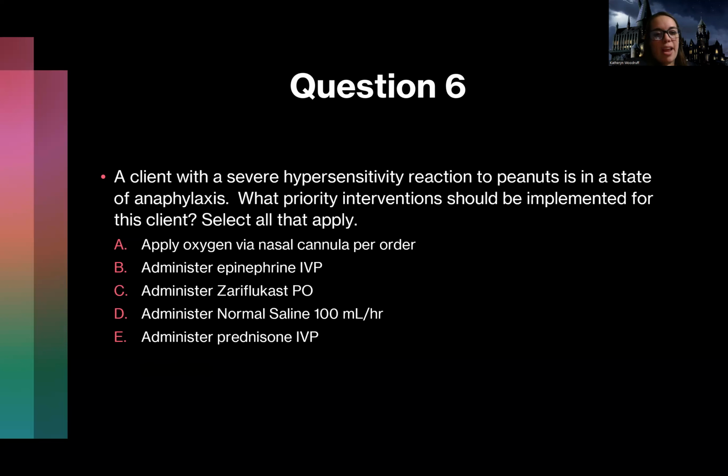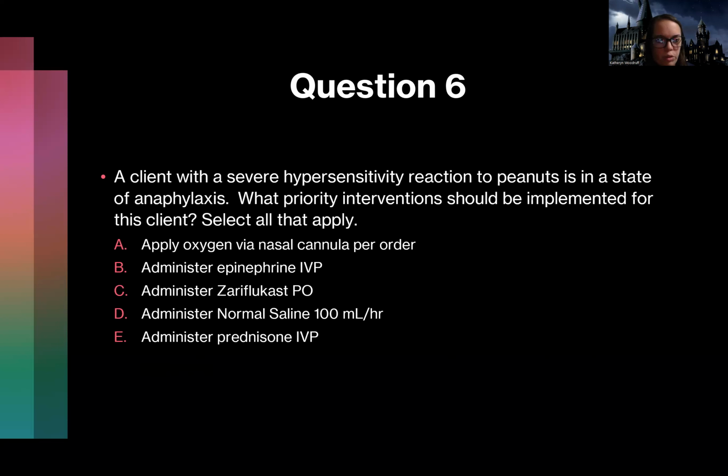So I have someone who's in anaphylaxis. It's asking, what am I going to do to treat anaphylaxis? Am I going to apply oxygen via nasal cannula per order? Yeah, there's an oxygenation issue here for sure, so I need to get that done. I'm going to say true and move on to the next one, not going back and second guessing myself. Administer epinephrine, IV push. Oh, absolutely. That's my first thing I want to do. They need that epi. That's going to open their airway, because that nasal cannula is not helpful until I open their airway. So I'm going to say yes.